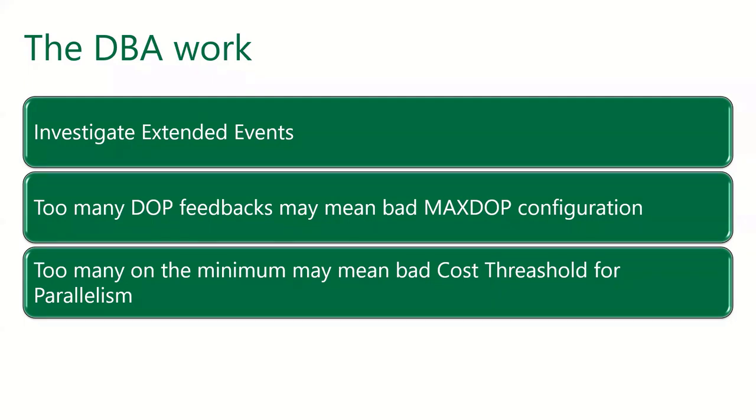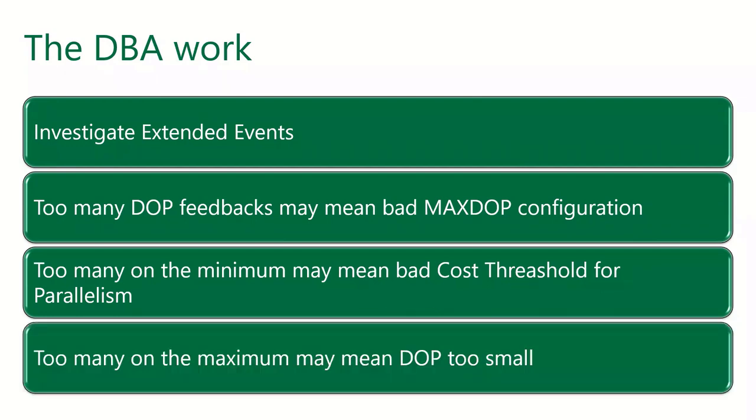The DOP feedback will never remove parallel execution. It will lower the DOP to the minimum, which ends up being two parallel threads, but it will not lower beyond that to one and remove parallelism. We'll never do that. That's a decision the DBA needs to make. If all the DOP feedbacks lower the queries to two, we'll have a bad configuration on the cost for the queries to go parallel. You could avoid some queries even trying to go parallel.